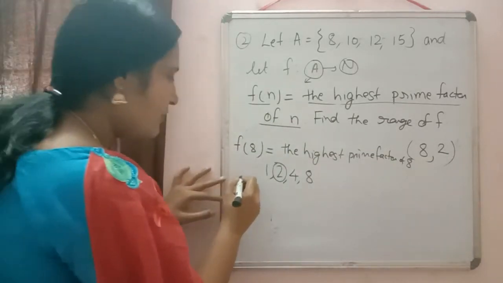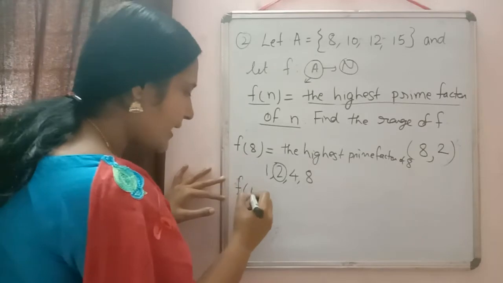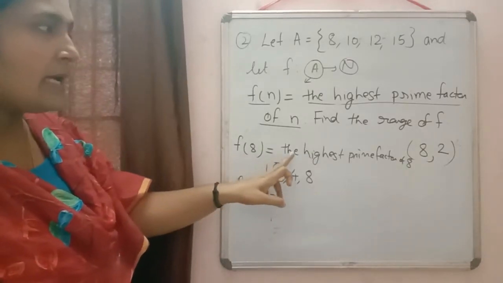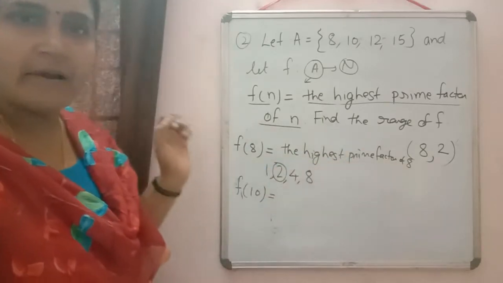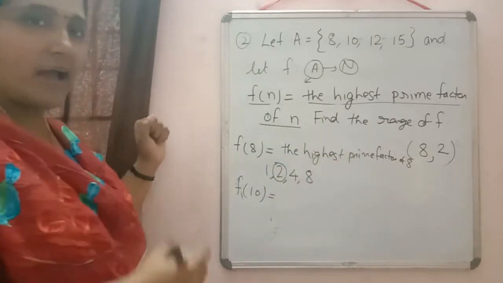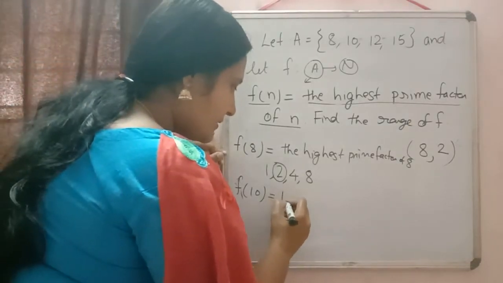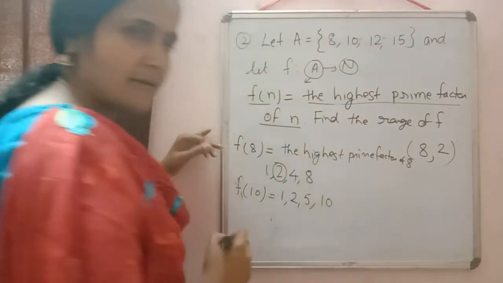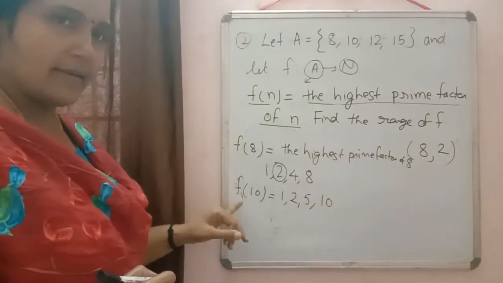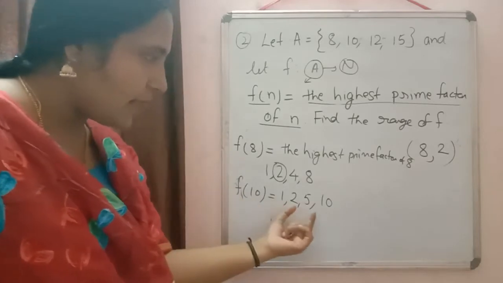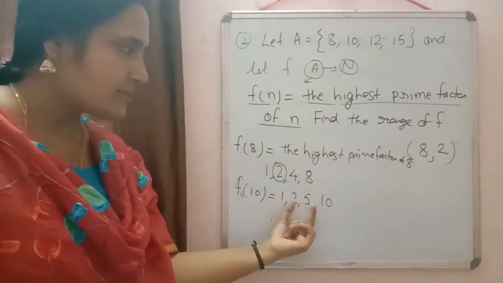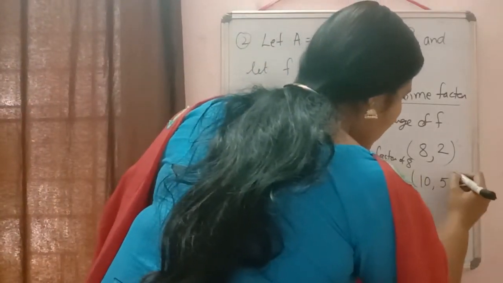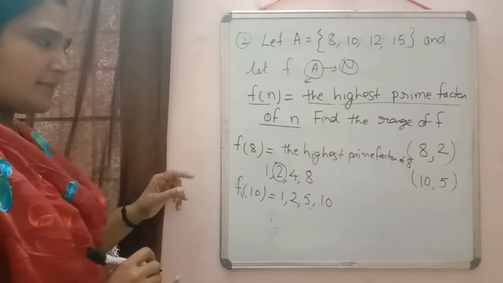In the same way, now we will take the next element from the set A, f of 10. According to the definition, what do we have to find out? The highest prime factor of 10. So first I am writing the factors of 10. What are the factors? 1, then 2, 5 and 10. These are the factors of 10. Out of these, two are prime numbers and the highest prime number is 5. So the element 10 is related to 5 by this rule which is given in the question.